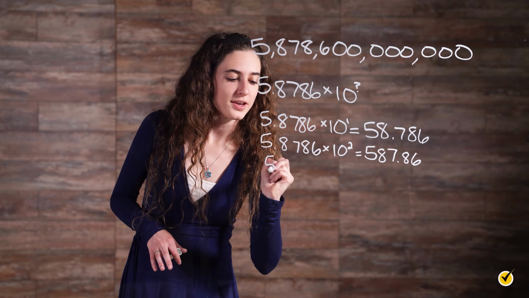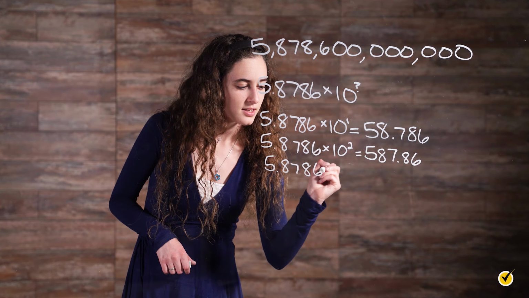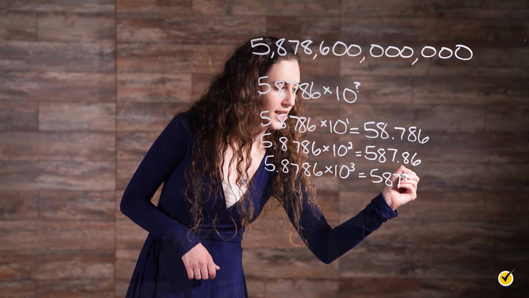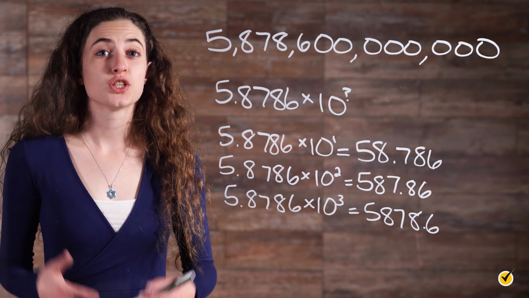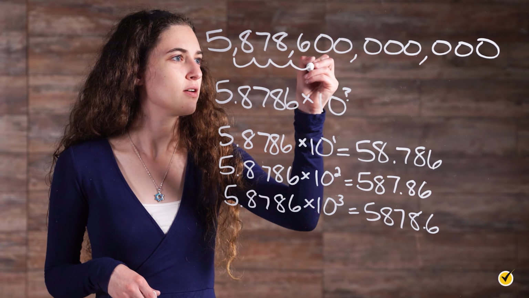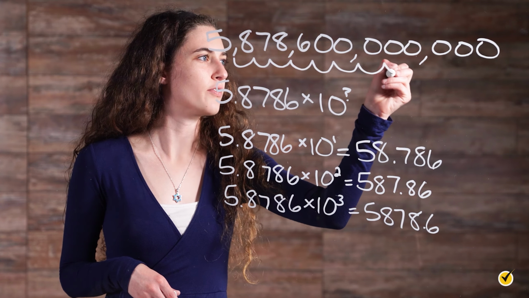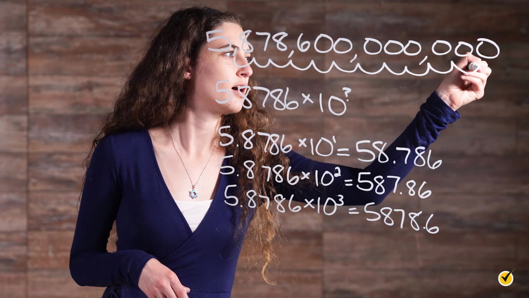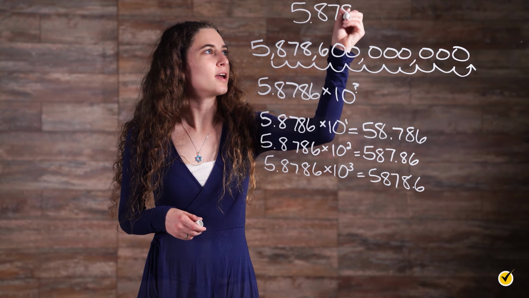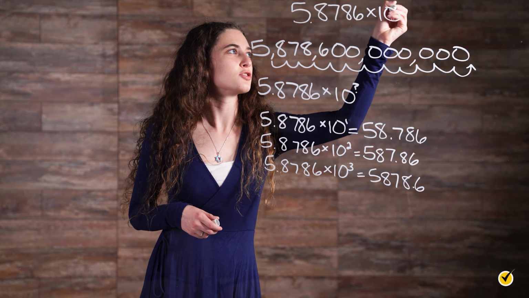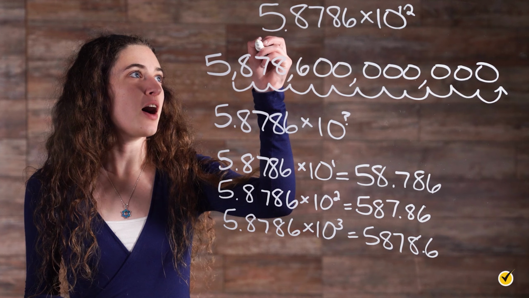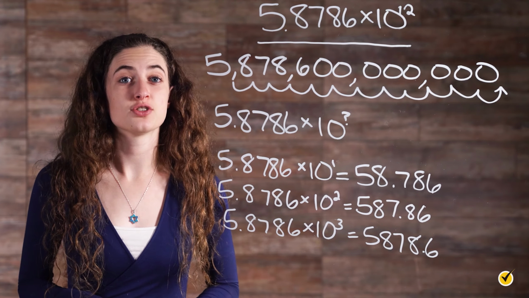And then 5.8786 times 10 cubed is equal to 5878.6. And so on until we reach 1, 2, 3, 4, 5, 6, 7, 8, 9, 10, 11, 12. 5.8786 times 10 to the 12th. So in scientific notation, a light year can be expressed as 5.8786 times 10 to the 12th miles.